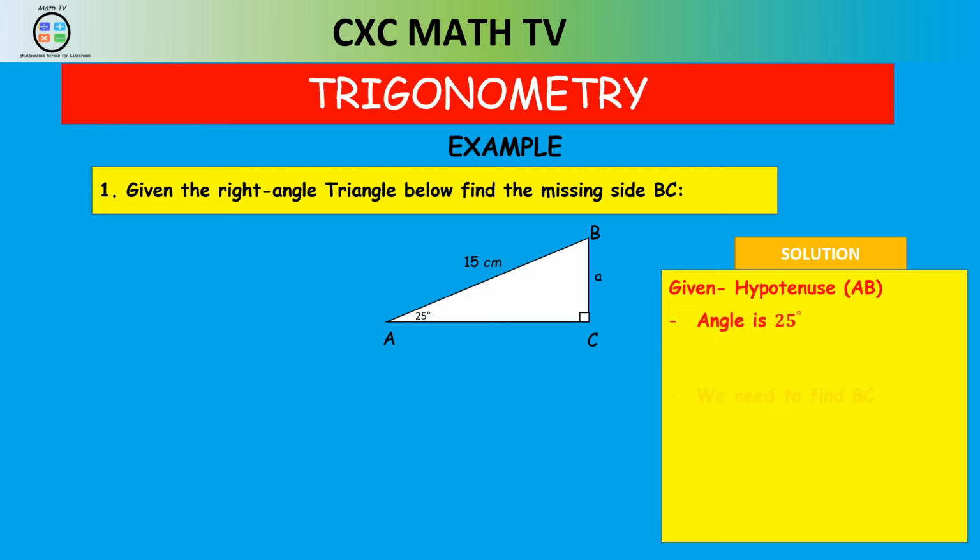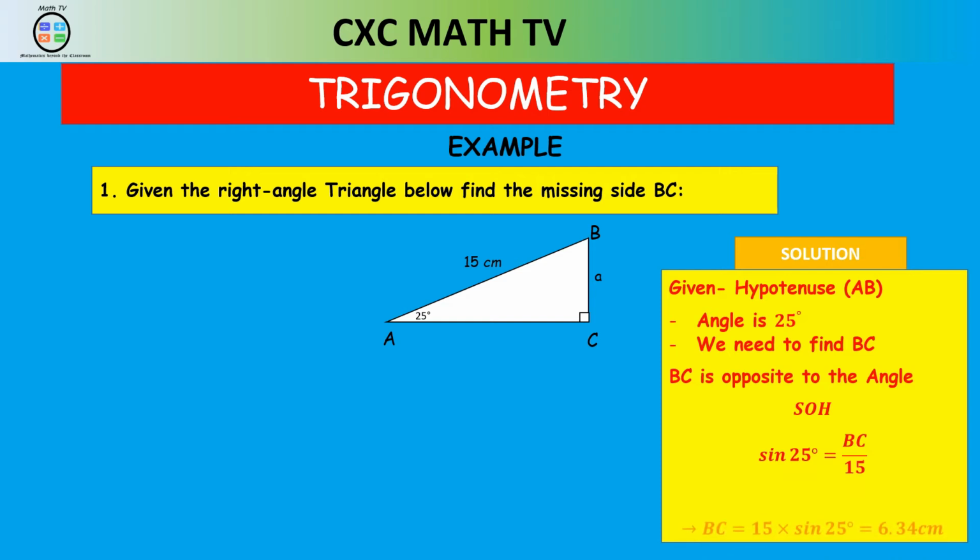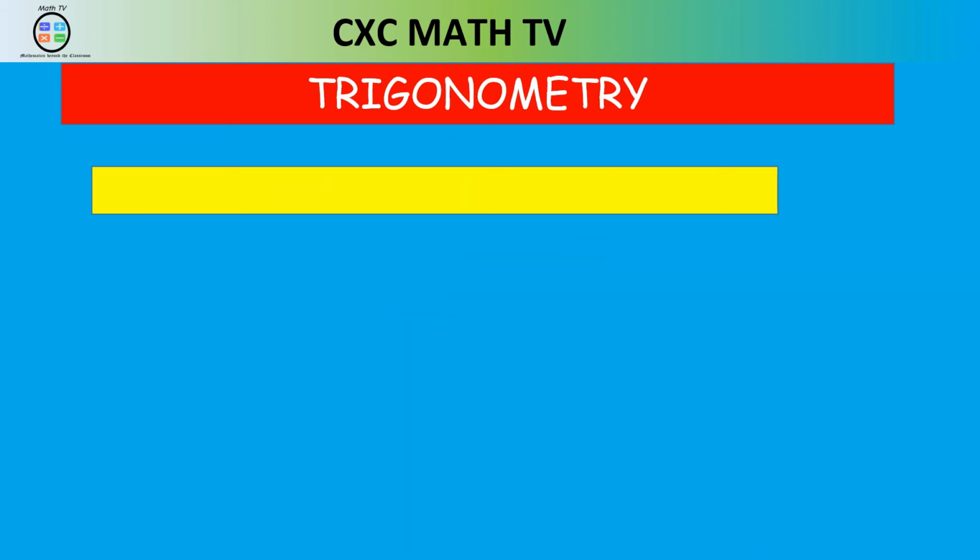Now when you have the opposite to find, and we're given the hypotenuse, which trig ratio is that? Sine. So we use that the sine of 25 degrees is BC over 15. If you cross multiply and make BC the subject, BC is 15 times the sine of 25, and that is 6.34 centimeters. So the length of BC is 6.34 centimeters. Easy like that.